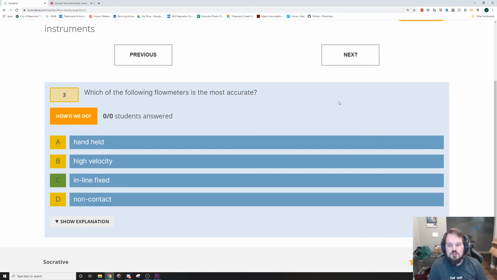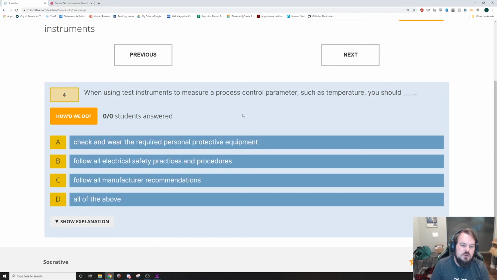Alright, let's move on to the next question. Question 4. When using test instruments to measure a process control parameter, such as temperature, you should always wear your personal protective equipment. Well, this is pretty much a gimme question. You should always follow electrical safety practices, wear your PPE, and follow the manufacturer recommendations for what you're doing. I don't see how this could even be a question.